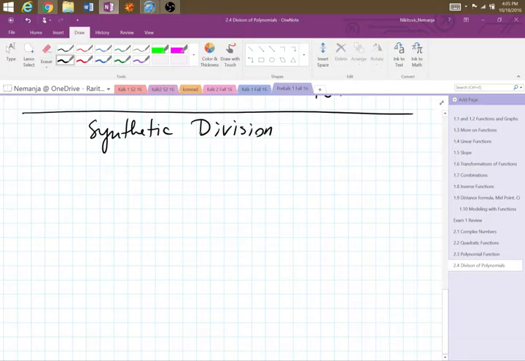It is very important right at the beginning to understand that this only works if you are dividing a linear term into a polynomial of some sort. So it only works if you are dividing by a linear term. Here I write that in blood.